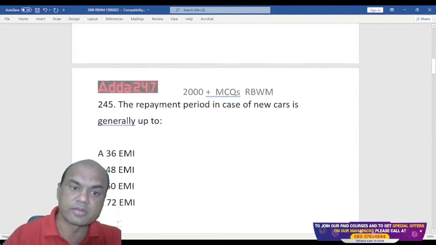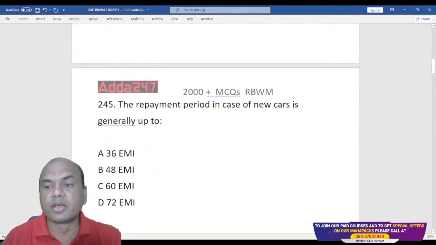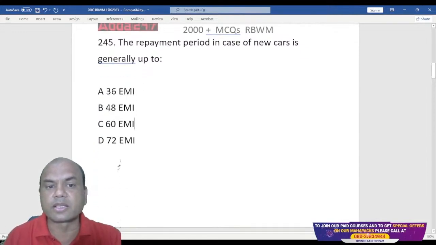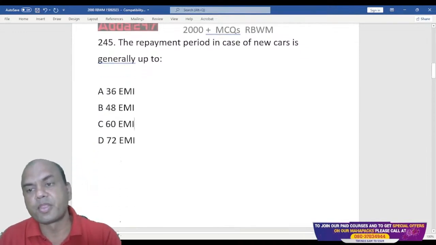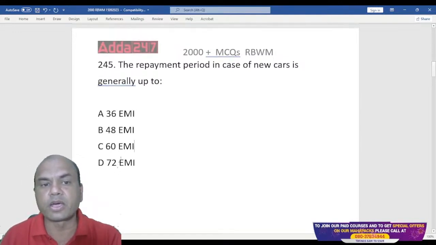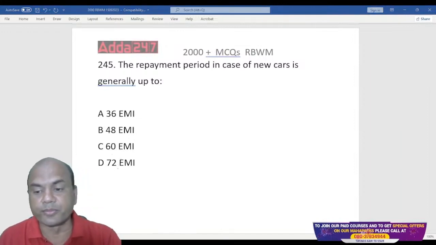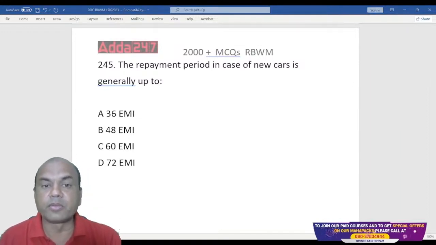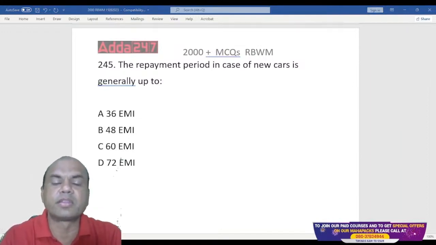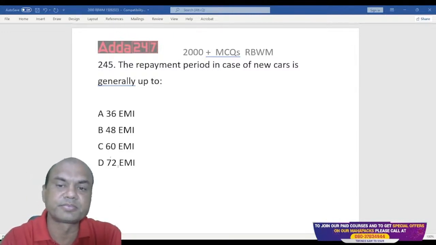Next one. The repayment period in case of new car loans, new cars, is generally up to what? Let me get it from you. I'll give you 1 minute to answer, everyone. Let's see.